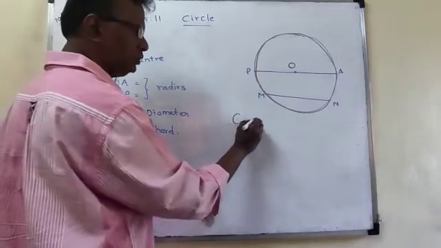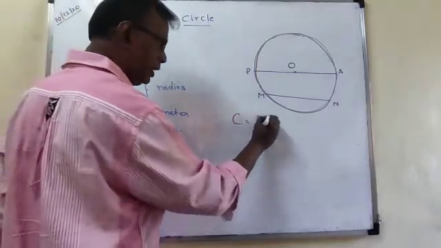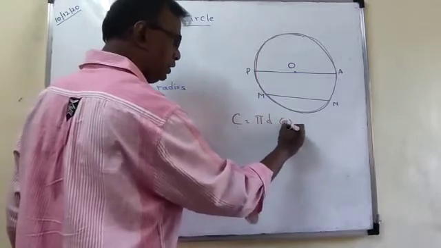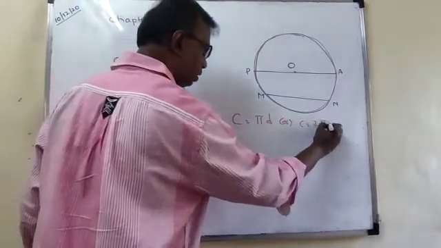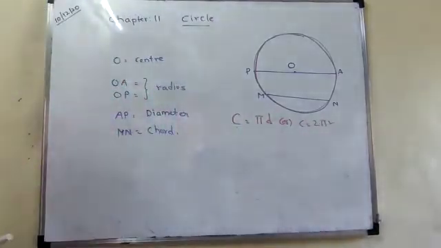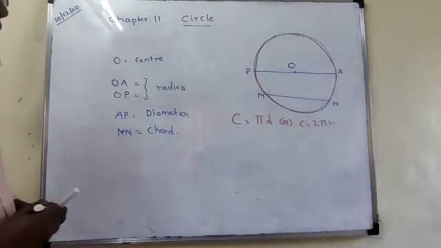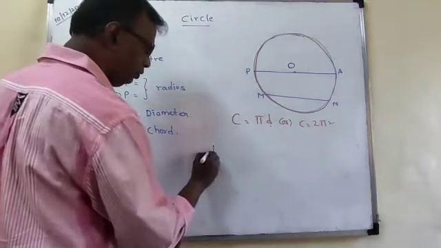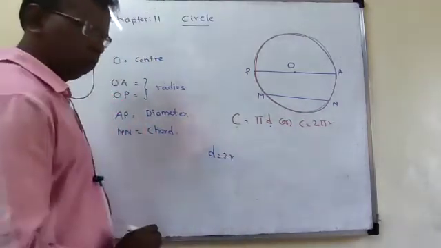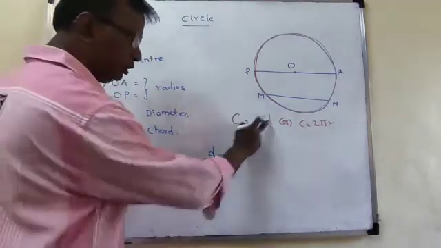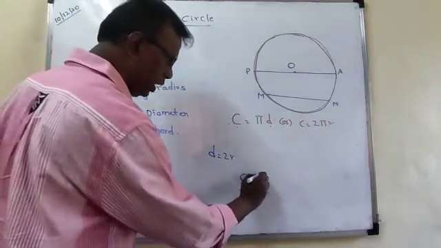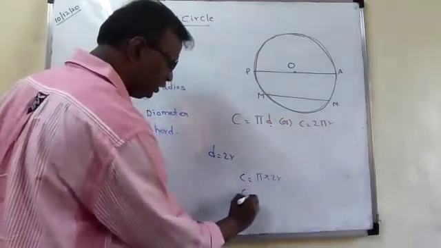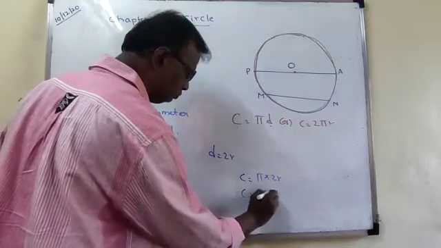The formula for circumference, there are two formulas. One is pi d, or you can write C is equal to 2 pi r. These are the two formulas for circle. Why? Because see here, the diameter formula is 2r. Therefore, C is equal to pi into 2r. Therefore, C is equal to 2 pi r.